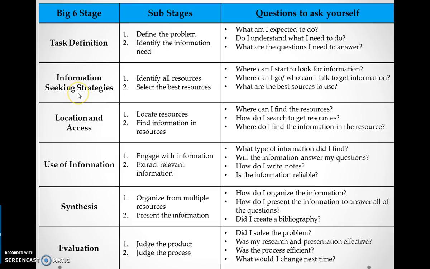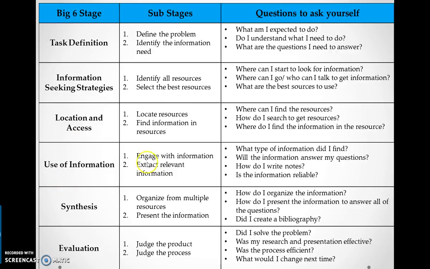Next, we have information seeking strategies, where the students will identify all resources and select the best resources. The questions are, where can I start to look for information? Where can I go or who can I talk to get the information? And what are the best sources to use? Third, we have location and access, where the students will locate resources and find information in the resources. The questions that they will need to answer are, where can I find the resources? How do I search to get resources? And where do I find the information in the resource?